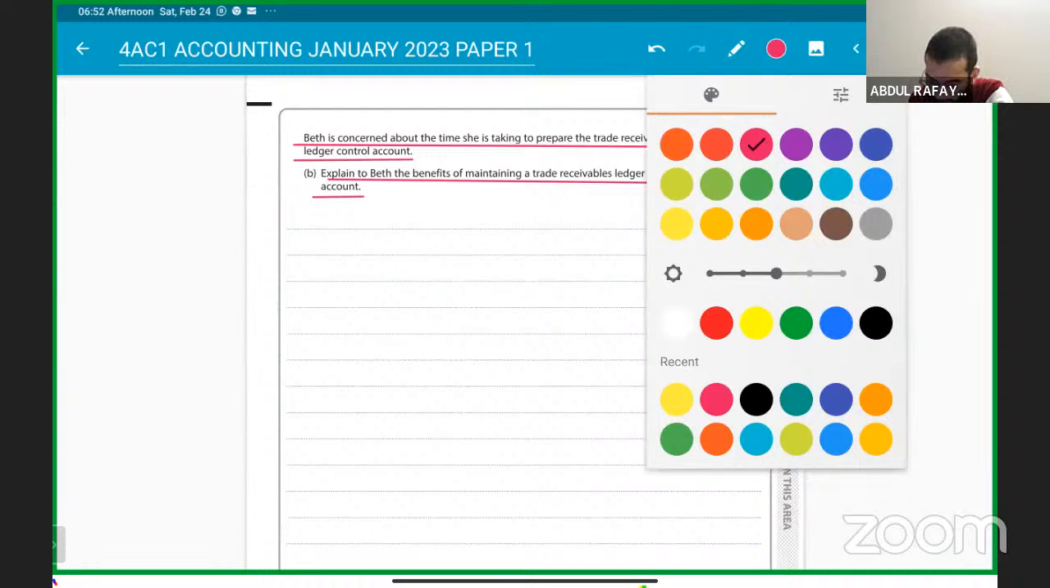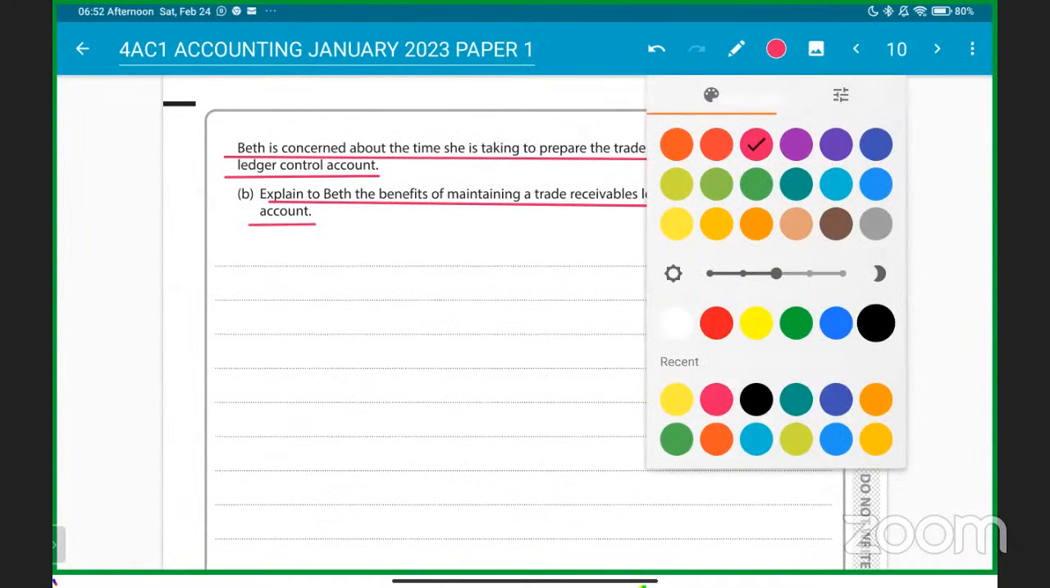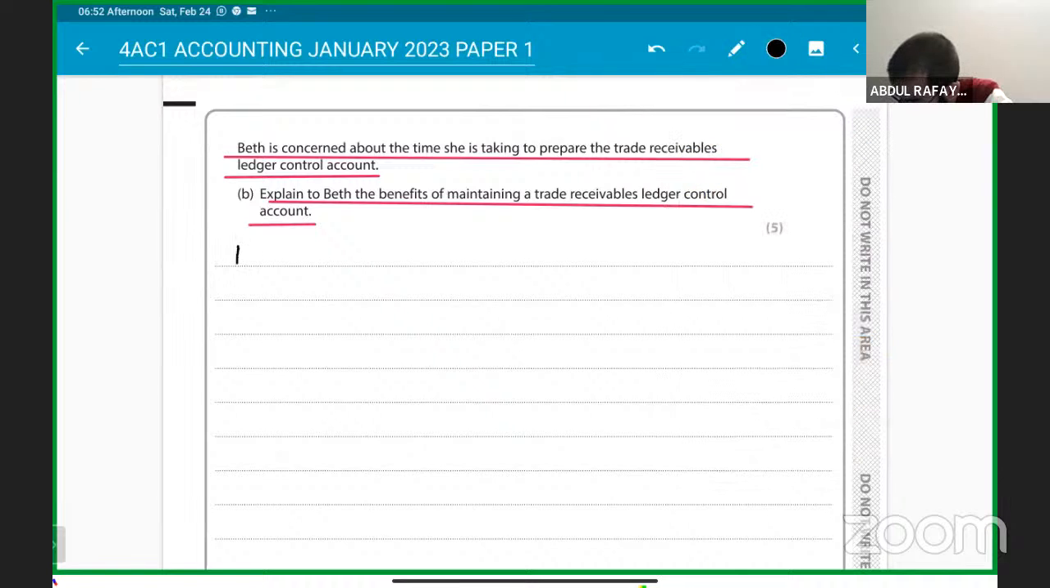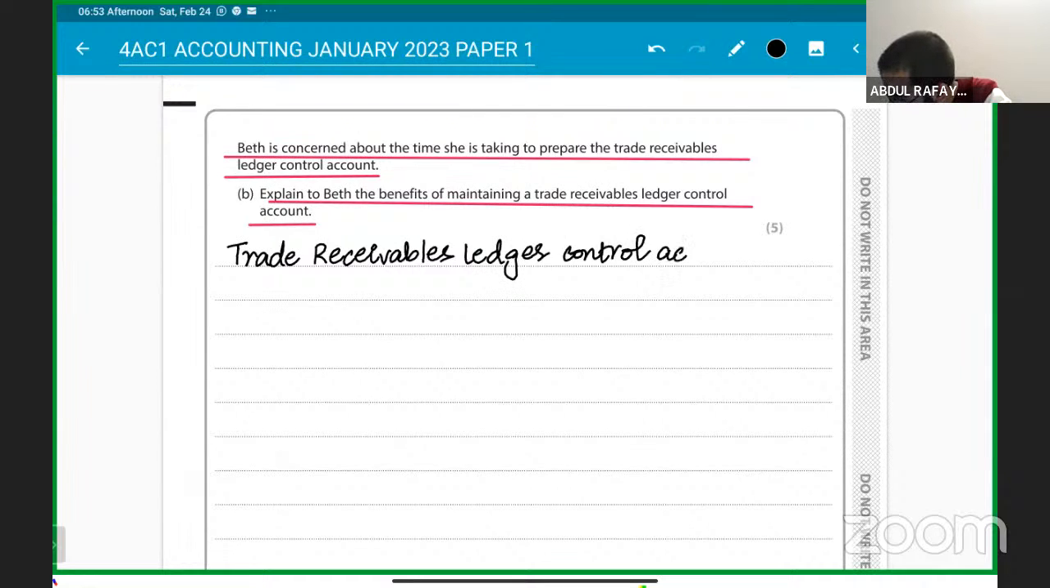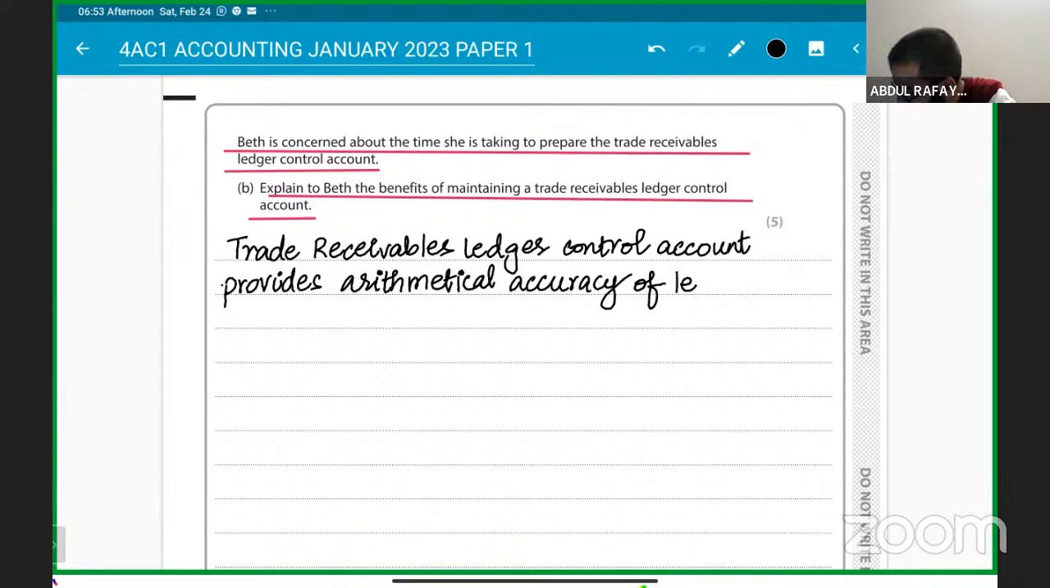So now, what are the benefits for this? Let me know what the benefits are. So the benefits of maintaining it: you can write preventing fraud. We can definitely write down that the trade receivables ledger control account will provide arithmetical accuracy of the ledgers. So you can check your numbers, whether the totals are right or not. It provides arithmetical accuracy of ledgers.